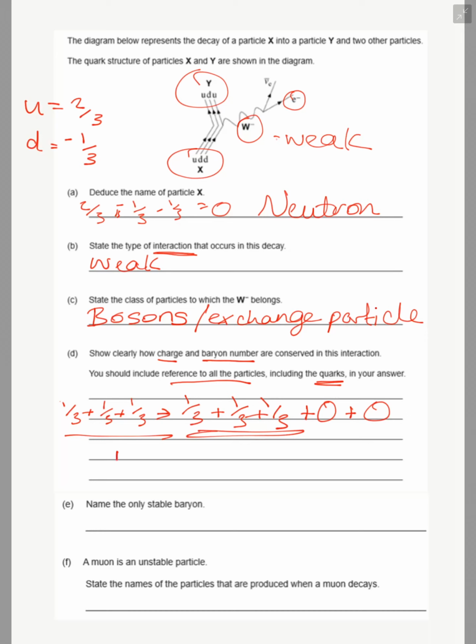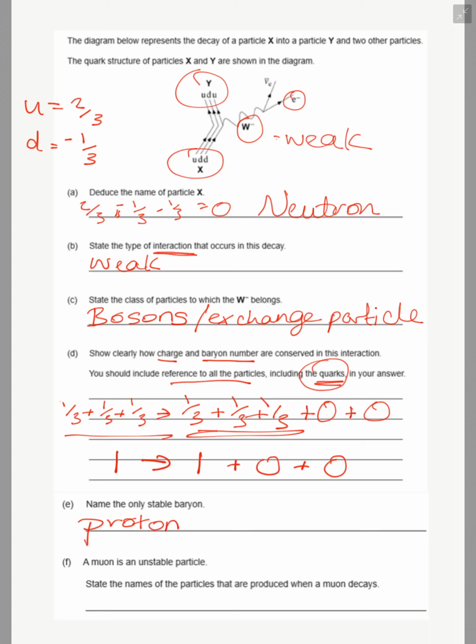Now with this, you can put 1 equals 1 + 0 + 0. You'll still get 1 mark, but it specifically asked you here, including the quarks, so you've got to say about the quarks as well. Name the only stable baryon. It's obviously the proton. You either know that or you don't, so if you don't, you need to learn it.